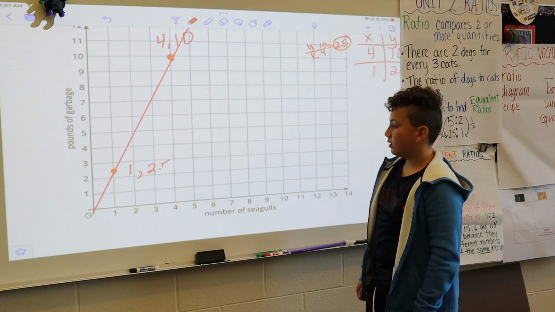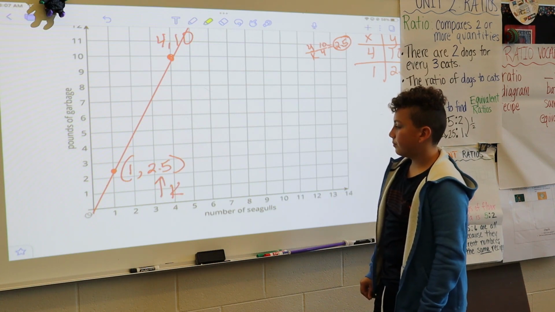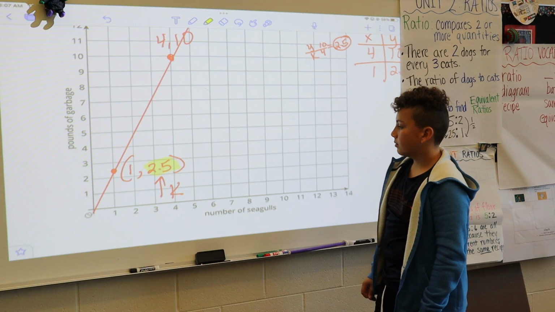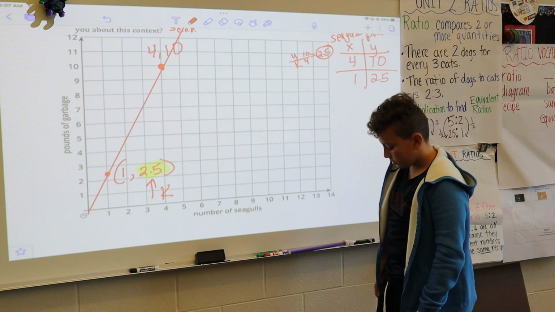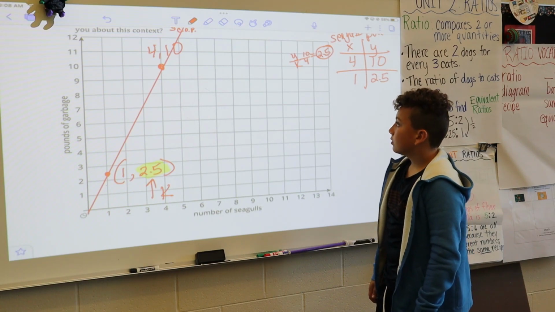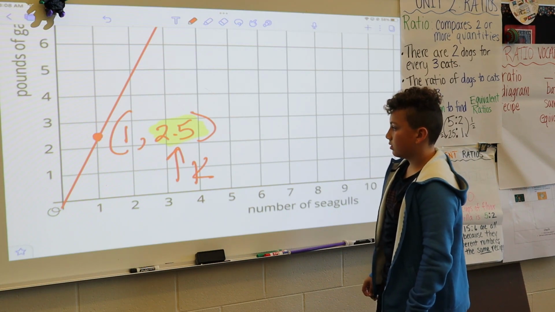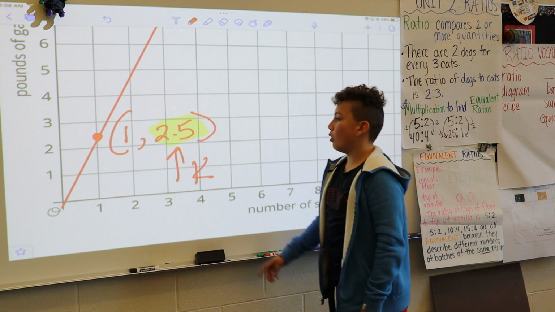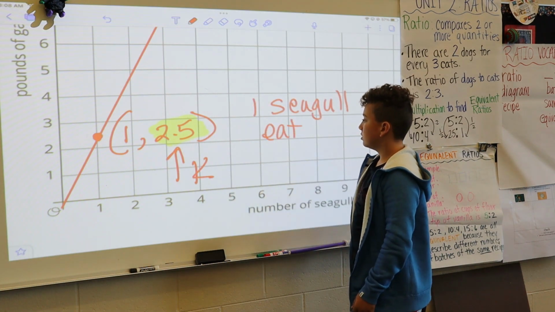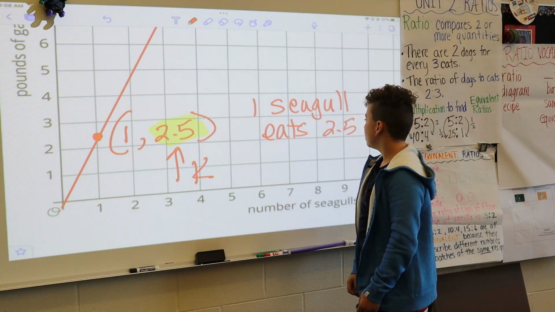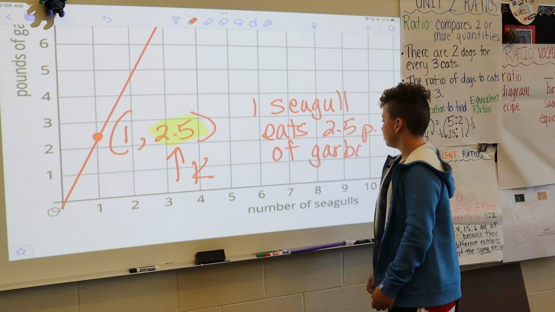1, 2.5. And remember, that is our K. Please label that. You could even highlight, we always like to highlight the COP. That's going to be the number that we're multiplying in our T-chart across the table. Multiplying by x to get y. Cam, can you close this out by telling us what does this mean in the situation of the seagulls? That means 1 seagull ate 2.5 pounds of garbage. Every seagull, or 1 seagull, eats 2.5 pounds of garbage. I'm just going to put a P there. It could be LB as well.